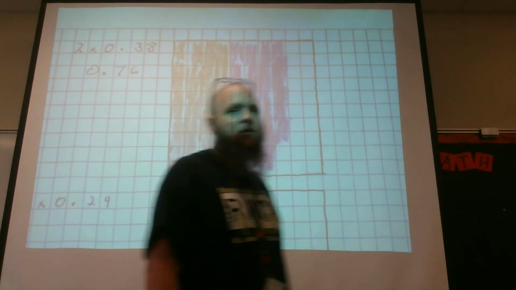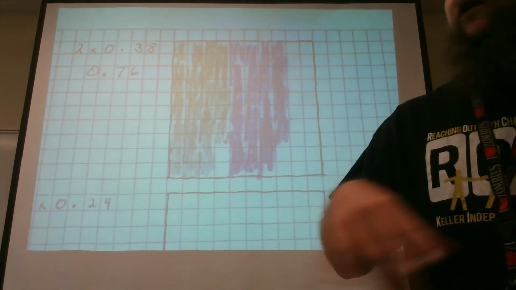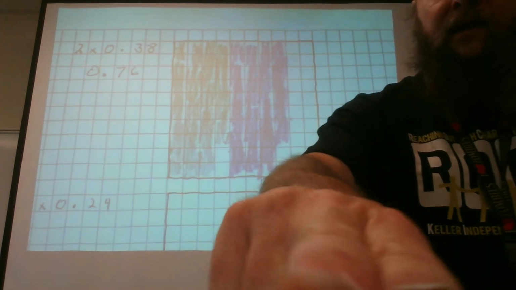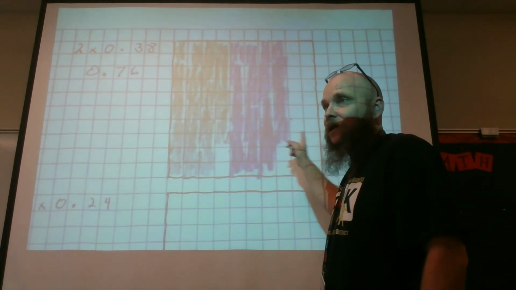Let's look at the second one. And if you got it right but you did it differently, you're not doing it correctly. It needs to be a one whole square. It needs to be 10 by 10. That's how you show one whole.